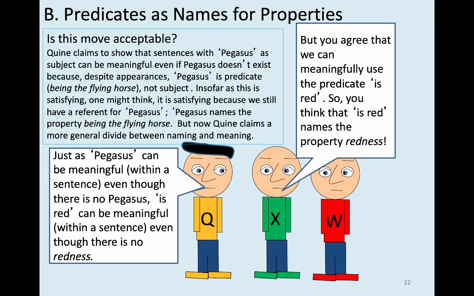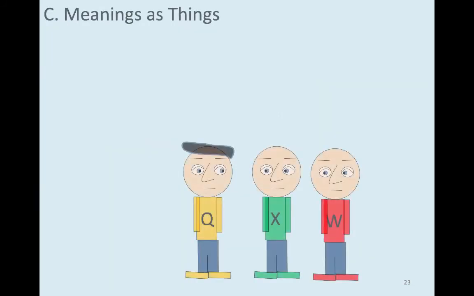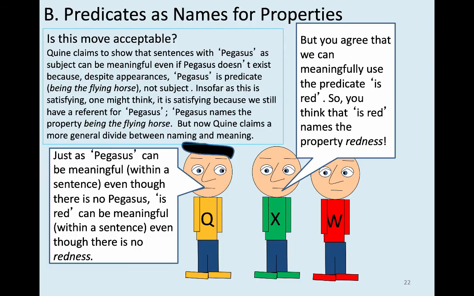So Quine claims to show that sentences with Pegasus as subject can be meaningful even if Pegasus doesn't exist because, despite appearances, Pegasus is a predicate, being the flying horse, not a subject. Insofar as this is satisfying, you might think, it is satisfying because we still have a referent for Pegasus, namely the property being a flying horse. But now Quine is claiming a more general divide between naming and meaning. He's saying these terms not only do they not name objects, they don't even name properties. And then one wonders how you can say, okay, the sentence is still meaningful.